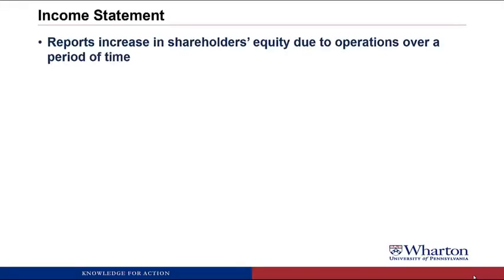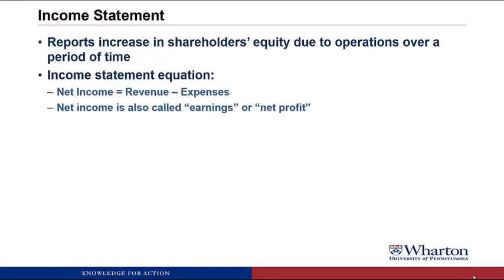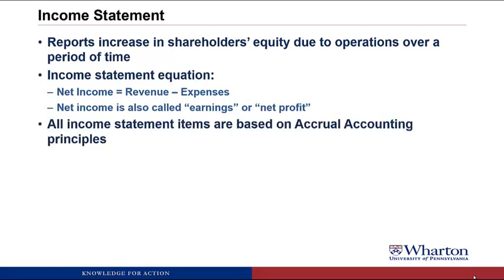As we talked about in the opening video, the income statement reports increases in shareholders' equity due to operations over a period of time. Net income is made up of revenues minus expenses, and there are a couple of synonyms that are often used for net income. It's also called earnings and net profits. All of the income statement items are based on accrual accounting principles.